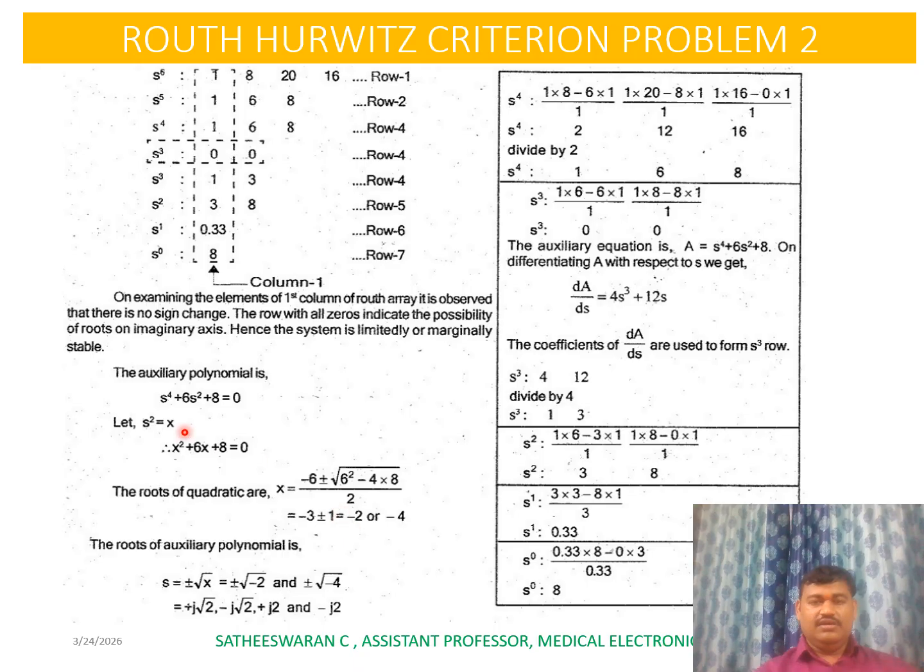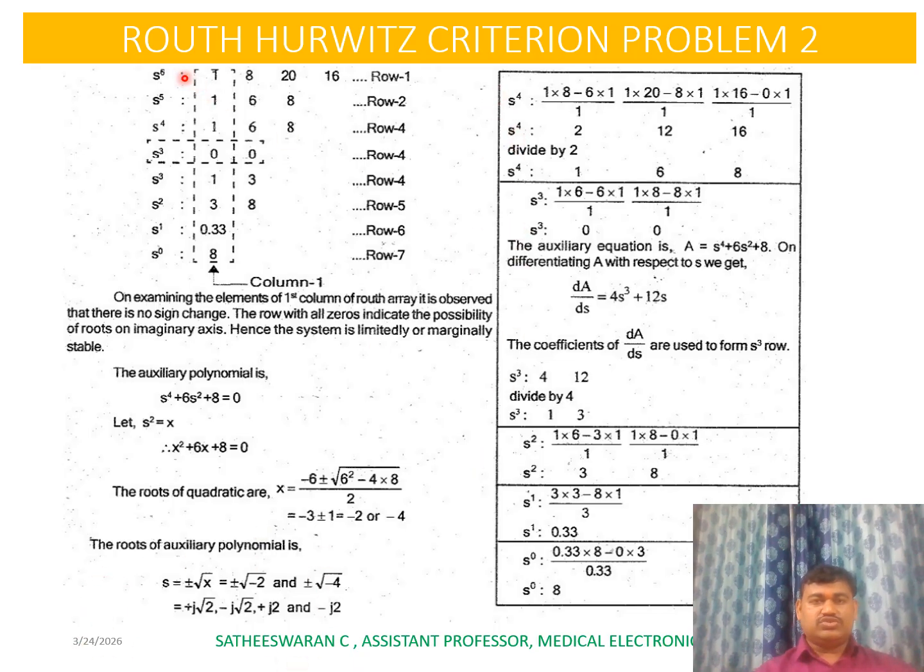Again replace here s square equal to x, then x equal to s square. So s square equal to minus 2, s square equal to minus 4, s equal to plus or minus root of minus 2, plus or minus root of minus 4. This will become plus or minus j root 2 and plus or minus j2. So we will be getting j root 2, minus j root 2, plus j2 and minus j2. So all these four roots lie on the imaginary axis. They do not fall on the left half of the s plane or the right half of the s plane.